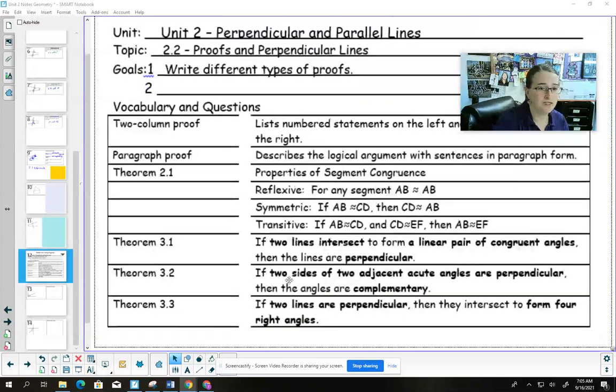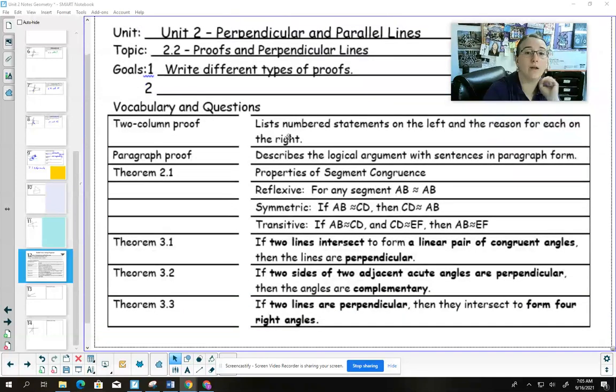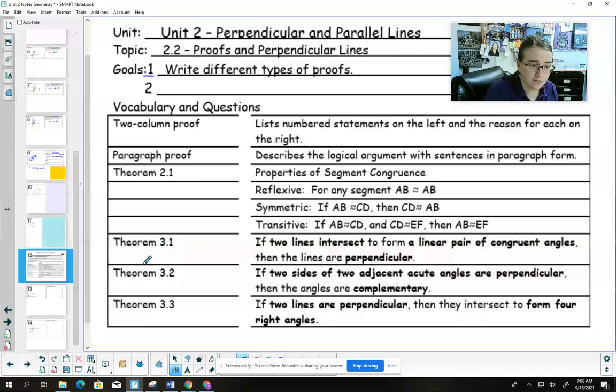What we do in proofs is we take things that we know to be true. So theorems, even though it sounds like theory, are things we have accepted to be true. They are rules that we use to do all math. All math is created by these theorems that we say, yep, these things are going to be true.